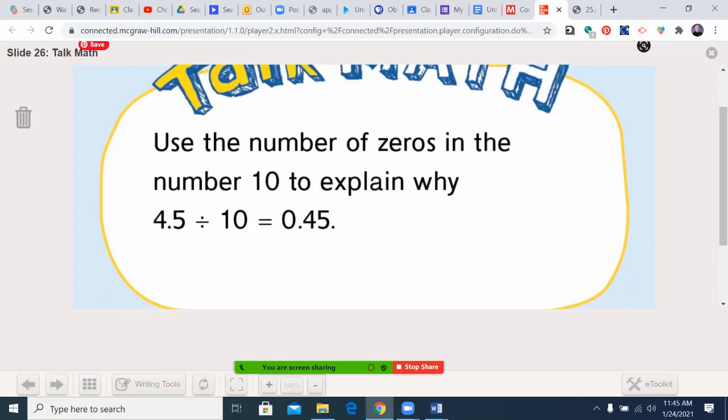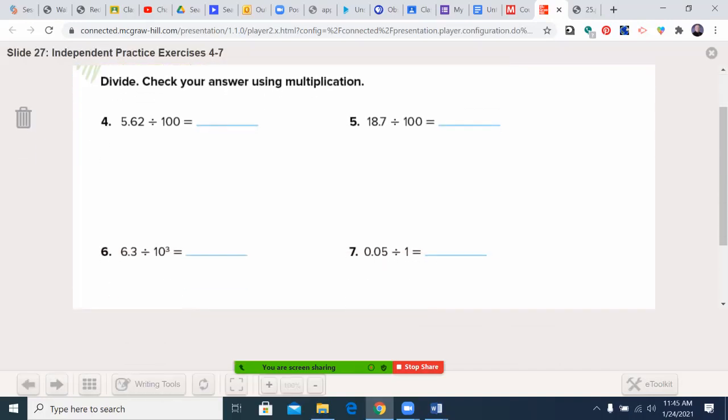So use number of zeros and number 10 to explain why 4.5 divided by 10. Well, that number of zeros represents the power of 10. It tells me how many spots I'm moving my decimal point. So pretty simple there. All right, here's some for you to practice. I'd like you to do numbers 4, 5, 6, and 7. When you do that, you're going to pause the video, complete the questions, and then unpause the video and move forward. You may pause your video now.